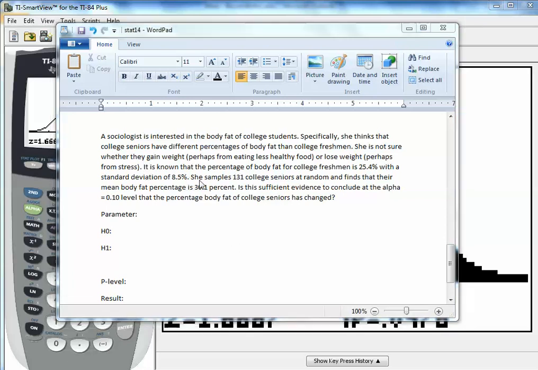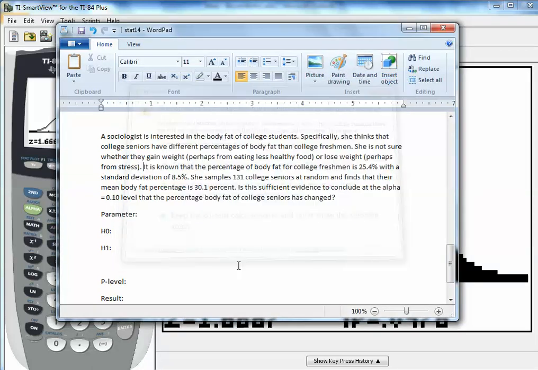So she samples 131 college seniors at random and finds their mean body fat is 30.1%. Is that sufficient evidence to conclude, at the alpha equals 0.10 level, that the percentage body fat of college seniors has changed? So this time again, we're looking at the population mean, mu, which here is going to be the body fat percentage.